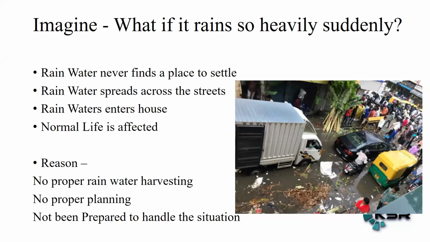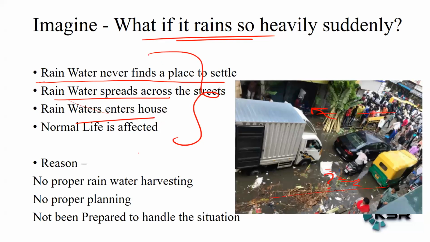Now, just imagine if it rains suddenly so heavily, what happens? Do you know why the area is so clumsy? Because suddenly it has rained so heavily. Water never finds a place to settle. That's why it's completely on the road. Water is spread across the streets. Water is entering the houses as well, and normal life is completely affected. Suddenly, it has rained heavily in my area, and this is what is happening.